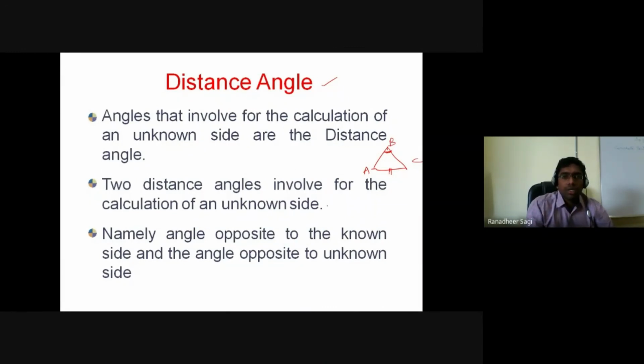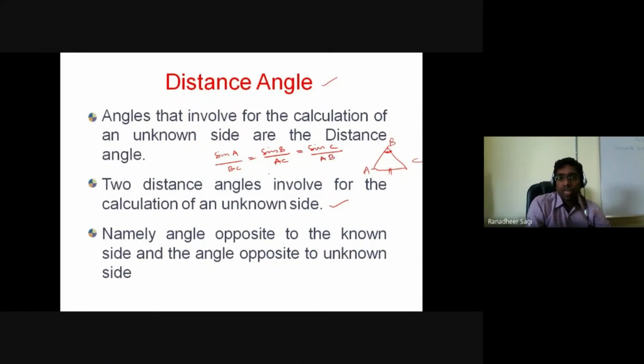Two distance angles are involved in the calculation of an unknown side. I repeat, two distance angles are involved in the calculation of an unknown side. Let's say, for example, I want to find the length of your member AC. Is it that only one angle you are using? Not exactly. If I write down my sine rule, how do I write it? Sine of angle at A by its opposite side BC length, which is equal to sine of angle at B by its opposite side AC length, which is equal to sine of angle at C by its opposite side, the length AB.